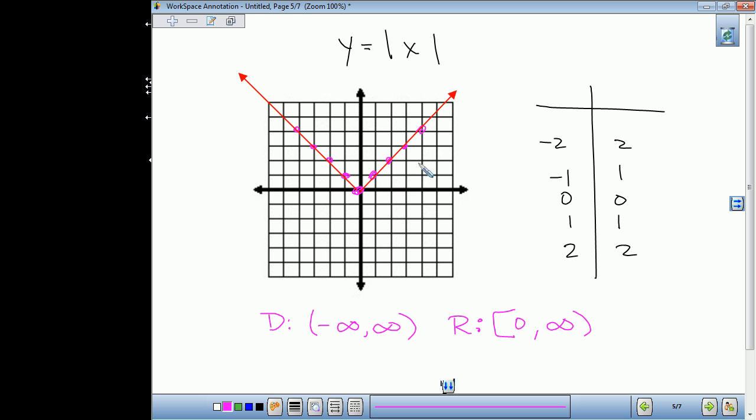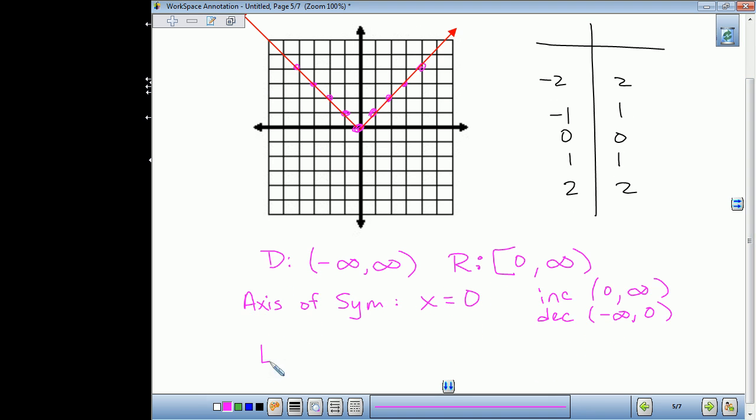Like we said just a moment ago, because it is beautifully symmetric, it does have an axis of symmetry. And for this one, the axis of symmetry is x equals 0. If we were to fold it across the y-axis, it would fold perfectly on top of each other. Okay, increasing, decreasing, where's the function increasing? 0 to infinity. Where is it decreasing? Negative infinity to 0.